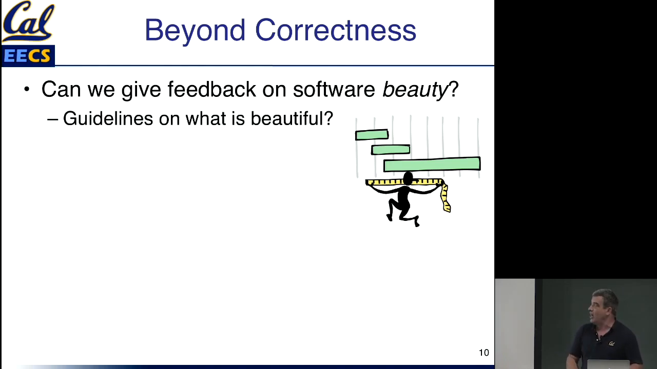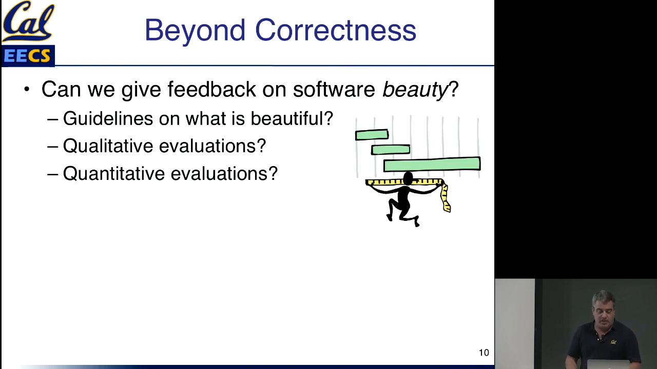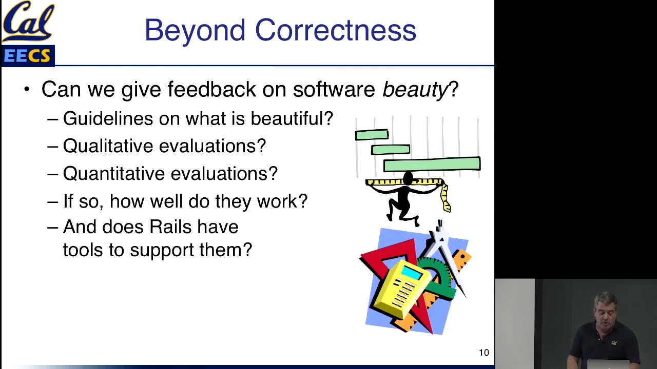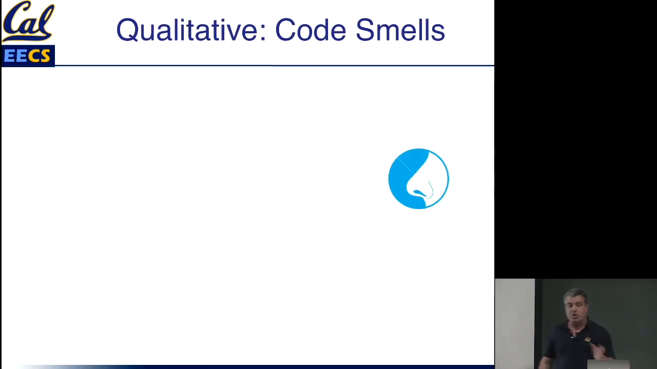Like, what kind of guidelines are there? Is it just something that's subjective, or can you quantify it? And if you can quantify it, do the quantitative measurements actually stack up? Do they accord with what seasoned programmers would say? This is a beautiful piece of code, would also be a piece of code that scores well on any quantitative metrics. And what tools can we use to support helping to identify those things? So we'll start with the qualitative.